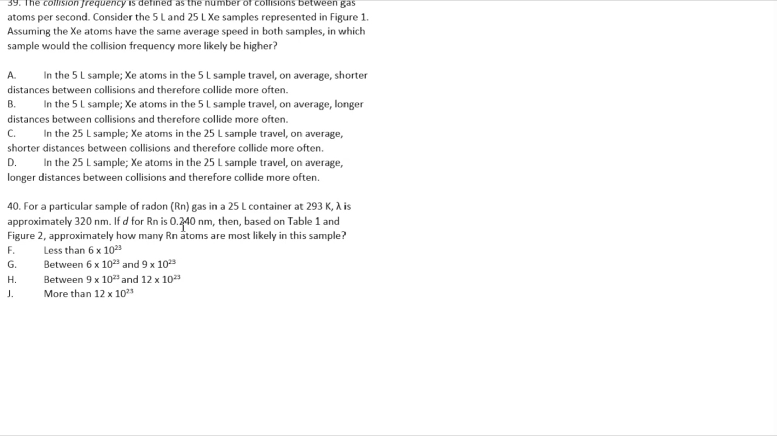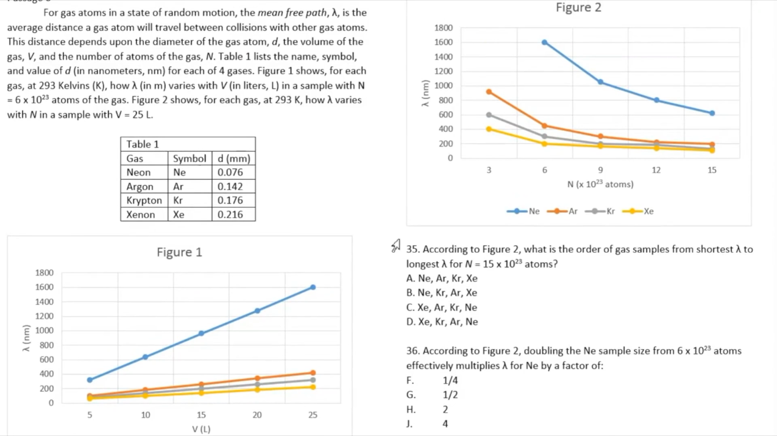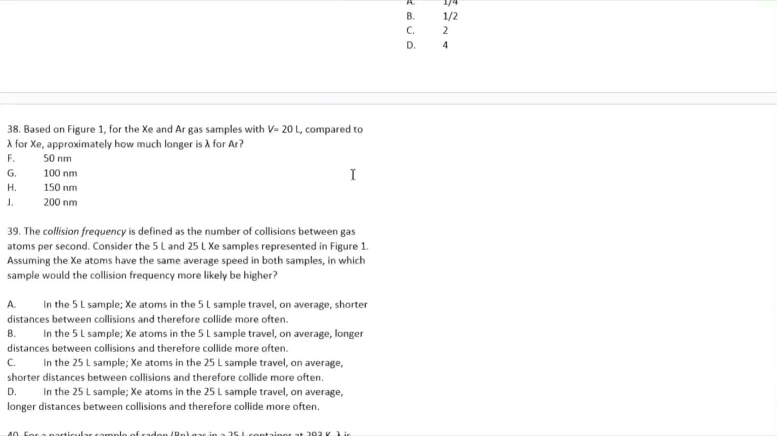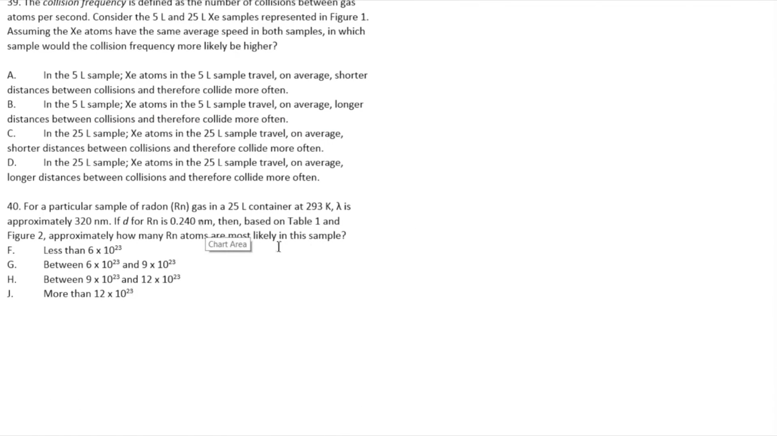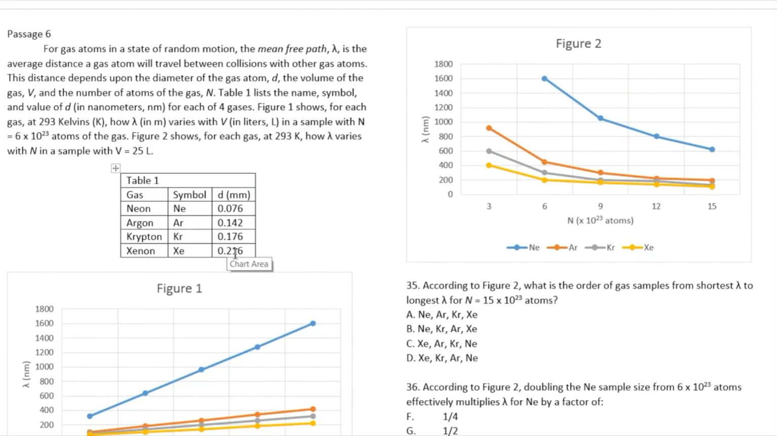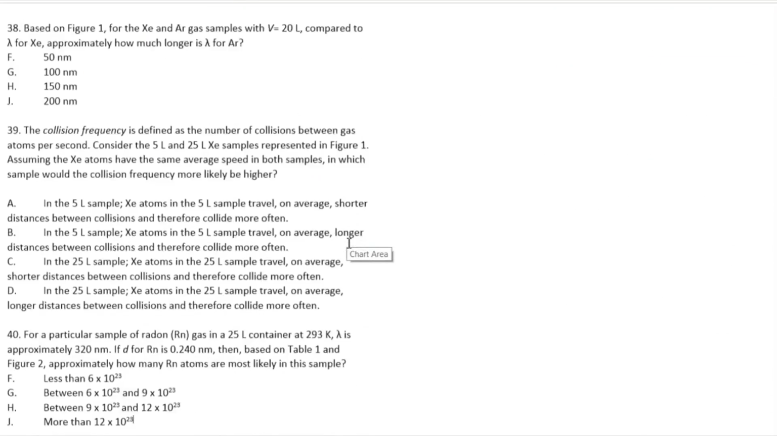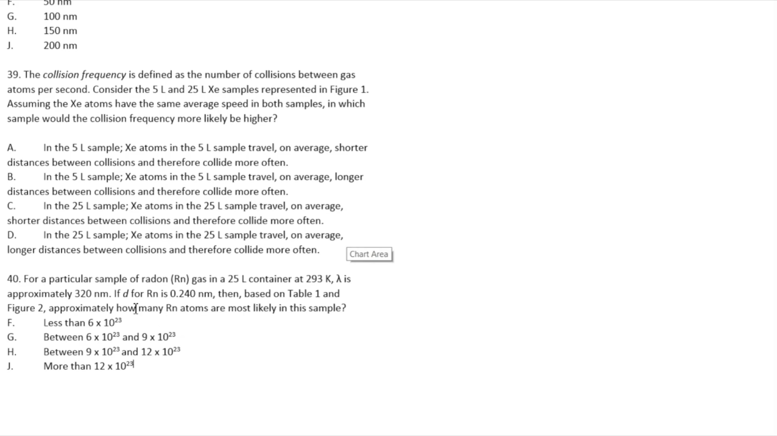So let's look at the D for radon, which is 0.24 nanometers. If we scroll on up to the table, we can see that neon has a much smaller diameter, argon is a little bit bigger, krypton is bigger, xenon is bigger, but all of them are less than radon. So if we scroll back down, we can confirm that 0.24 is indeed greater than the largest one, 0.216. So that means that radon has a larger diameter than all of the other gases present in this study. Lambda is approximately 320 nanometers in this case.